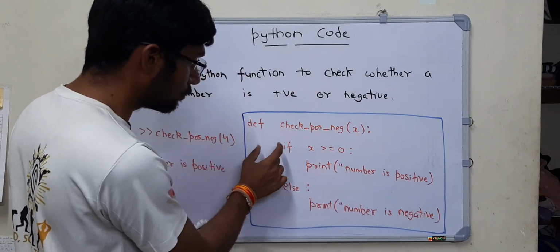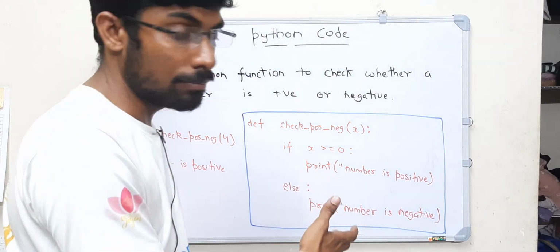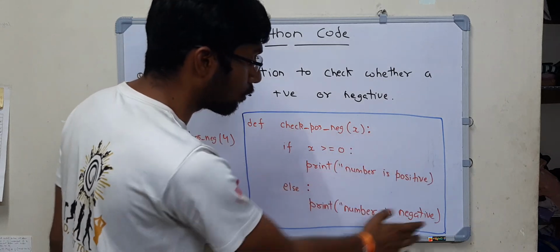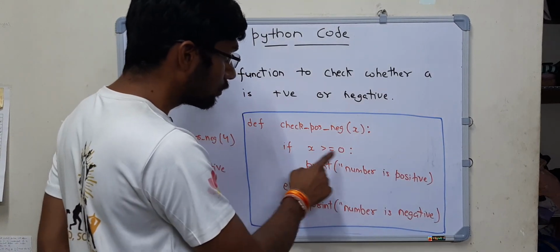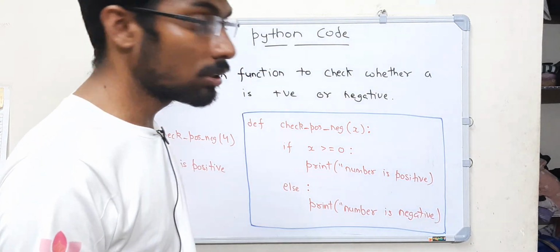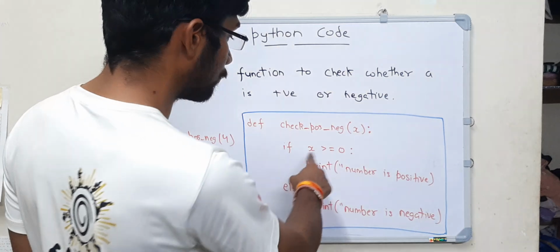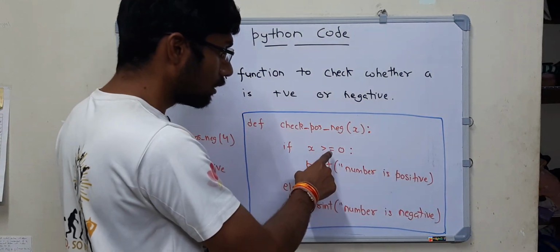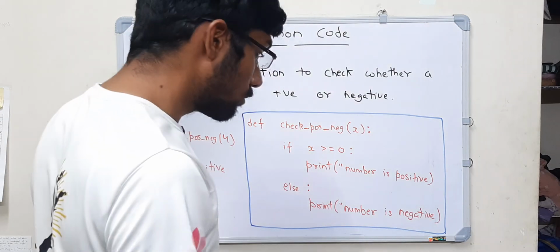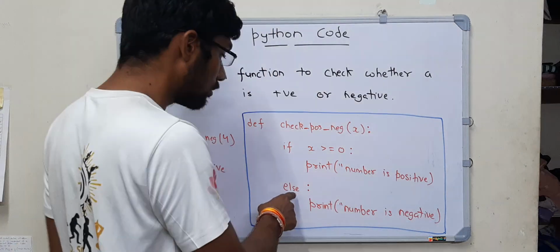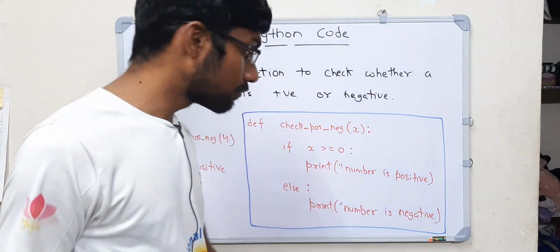So remember to give this space. Space is actually indentation in Python, which defines the block of this function. I will start with the conditional statement. It will check whether my number is positive, greater than or equal to 0. If it is true, it will print the number is positive. Otherwise, my number will be negative. So it will come to the else part and print number is negative.